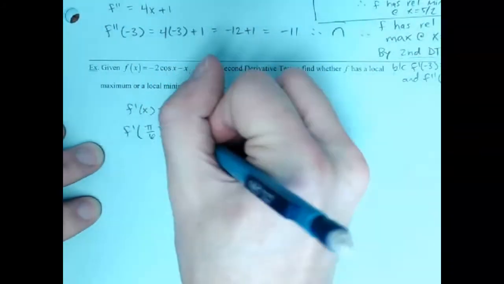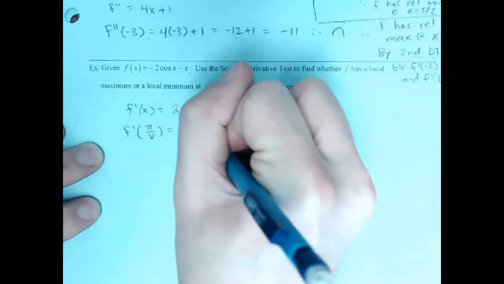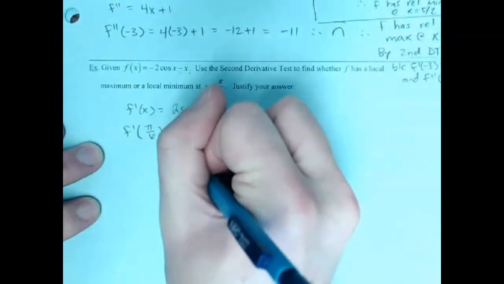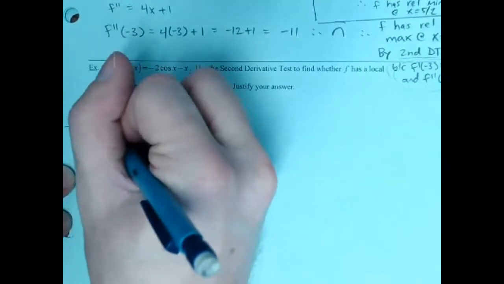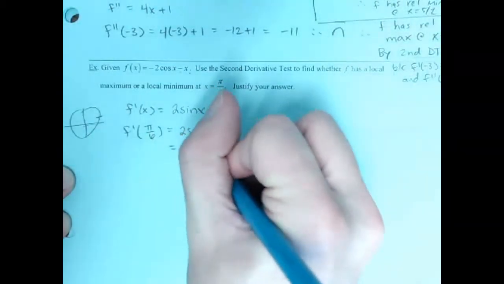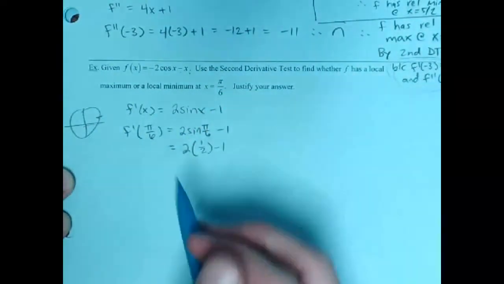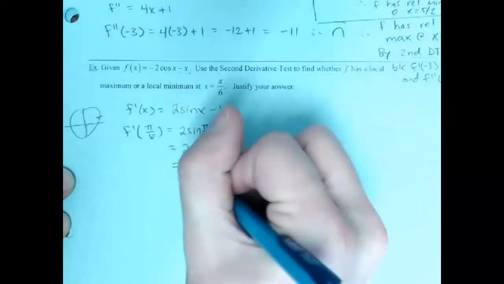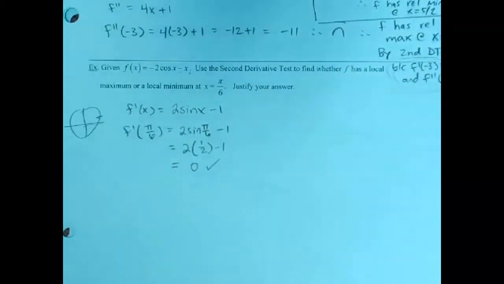So I've got 2 sine pi over 6 minus 1. Pi over 6 is this point on your unit circle, which goes over a lot, up a little, so the sine would be 1/2. Ooh, so look at that. That's 1 minus 1. So the first derivative is 0. That means it's worthy of further investigation. That means it is a critical point.